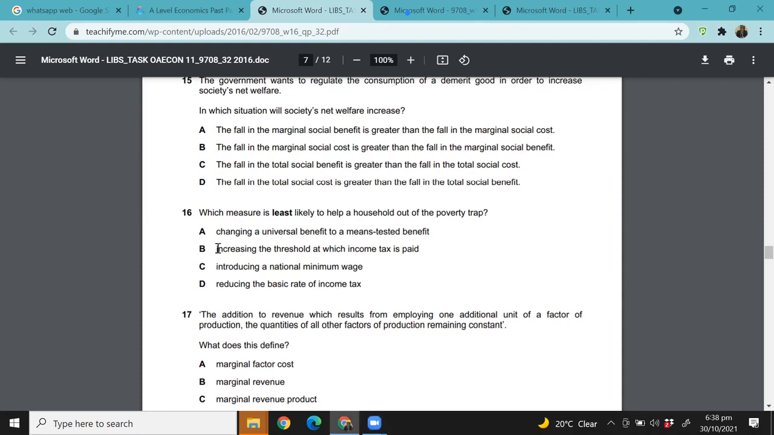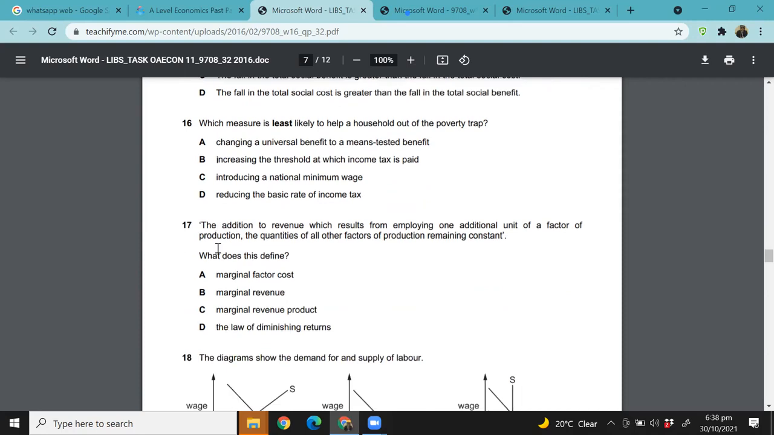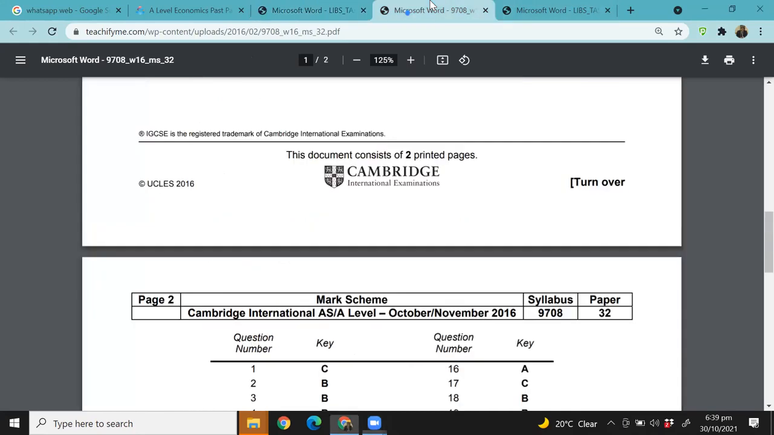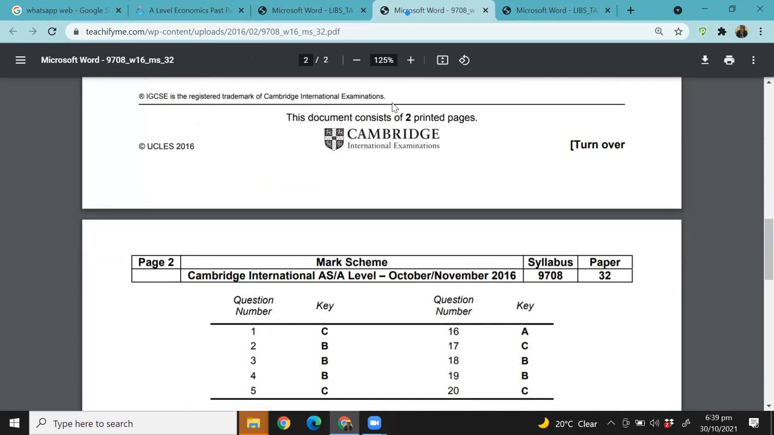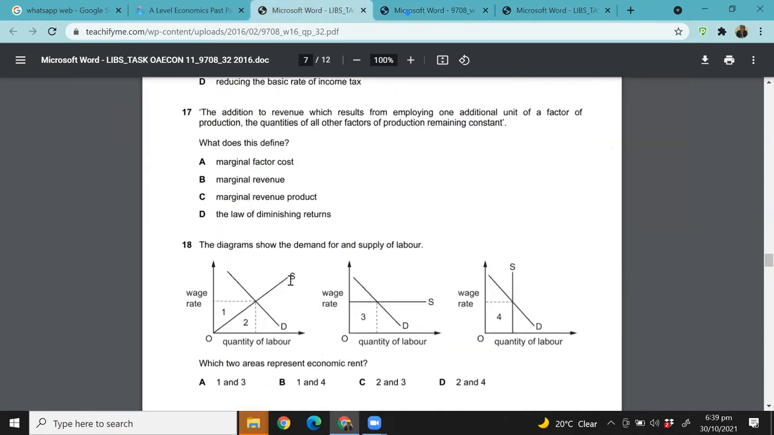Okay. Now the next question says, the addition to revenue which results from employing one additional unit of a factor of production, the quantities of all other factors of production remaining constant. This should be easy. What does this define? The addition to revenue which results from employing one additional unit of a factor of production, the quantities of all other factors remaining constant. So what do you think? MRP, marginal revenue product, right? So 17 should be C.